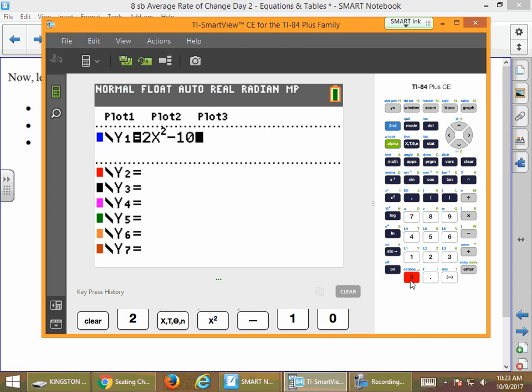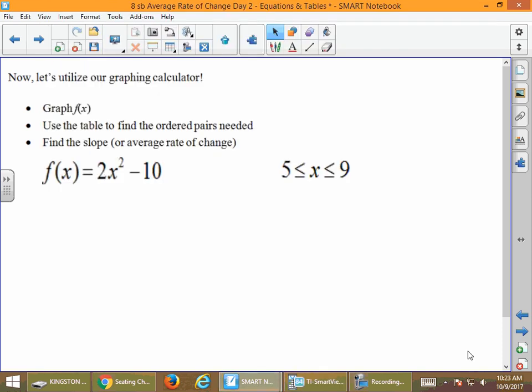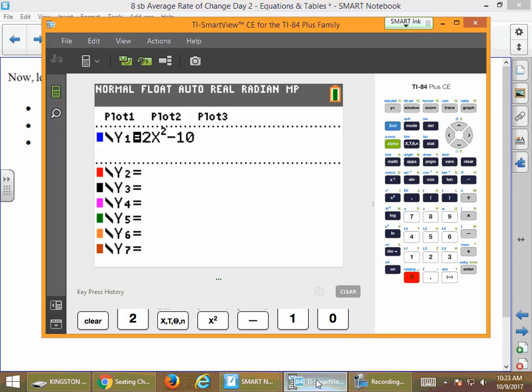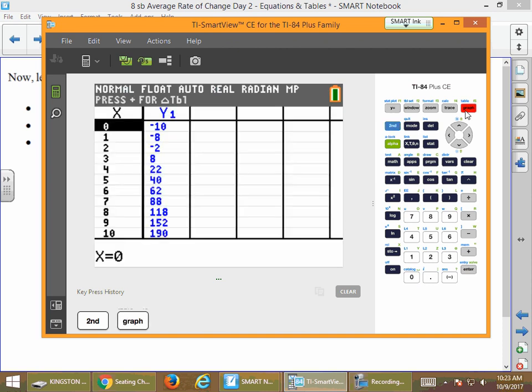And we don't really need to look at the picture. What we really want to do is our next step here, which is use the table to find the ordered pairs needed. Well, we're looking at this average rate of change over the interval where x is between 5 and 9. So we want to pull up our table here, and we can do that by pressing second and then the graph button. It gives us a table. And again, what we're looking at is from 5 to 9.